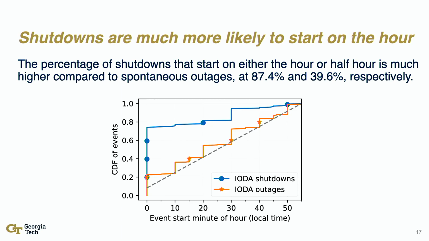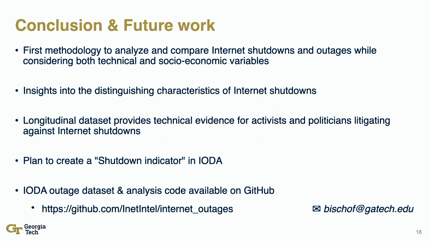In our paper, we explore the other attributes of shutdowns and outages, such as how they distribute over the course of the week and how they were visible in IOTA's dashboards. So feel free to check out the paper if you're interested in learning more about this.